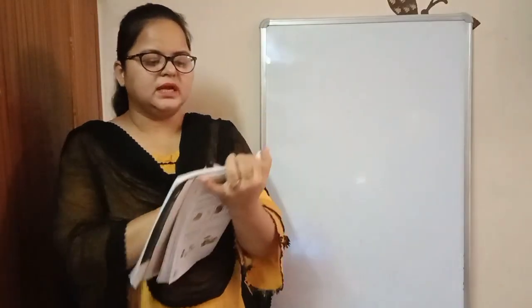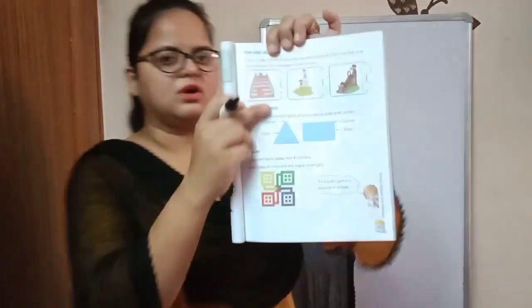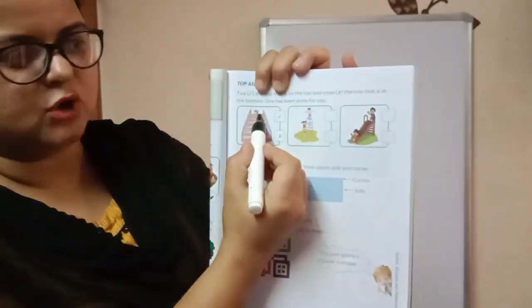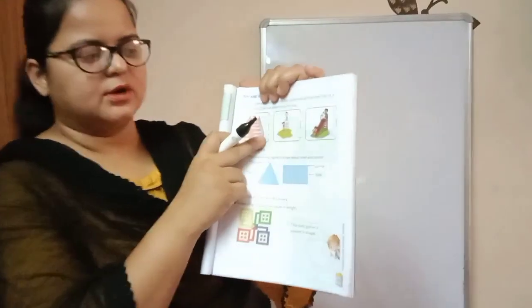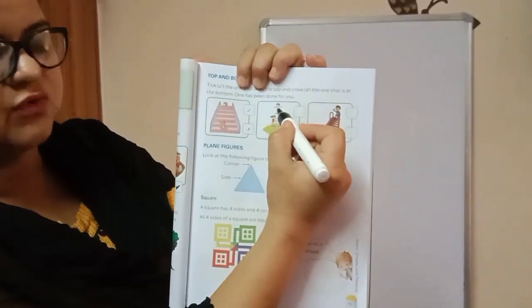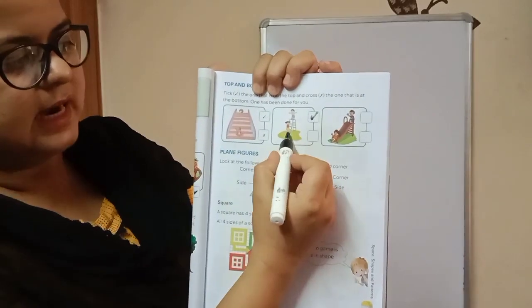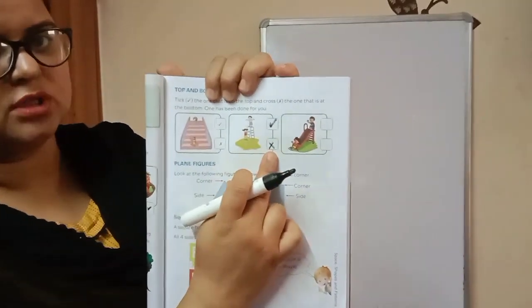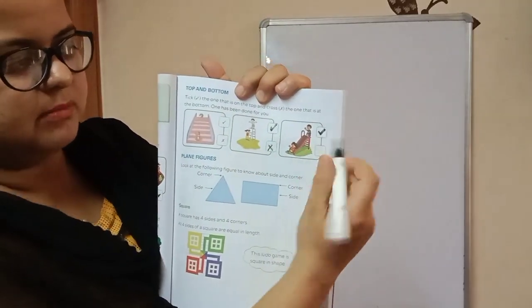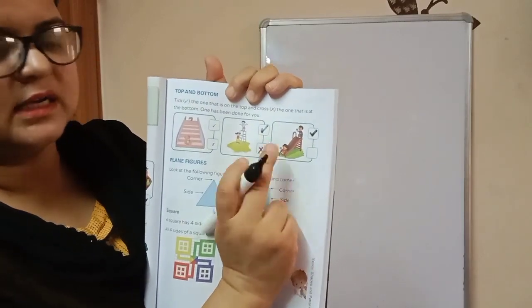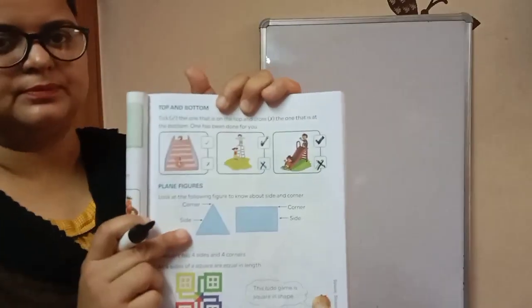Okay. So tick the one that is on the top and cross the one that is at the bottom. One has been done for you. See, the ball is on the top. So here is a tick for the ball and the teddy is at the bottom. So here is the cross. And for another picture, this one is on top. We will make a tick here and this child is at the bottom. So make a cross here. Again on these swings, the one child is on the top. Make a tick for him and this child is at the bottom. So make a cross for him.